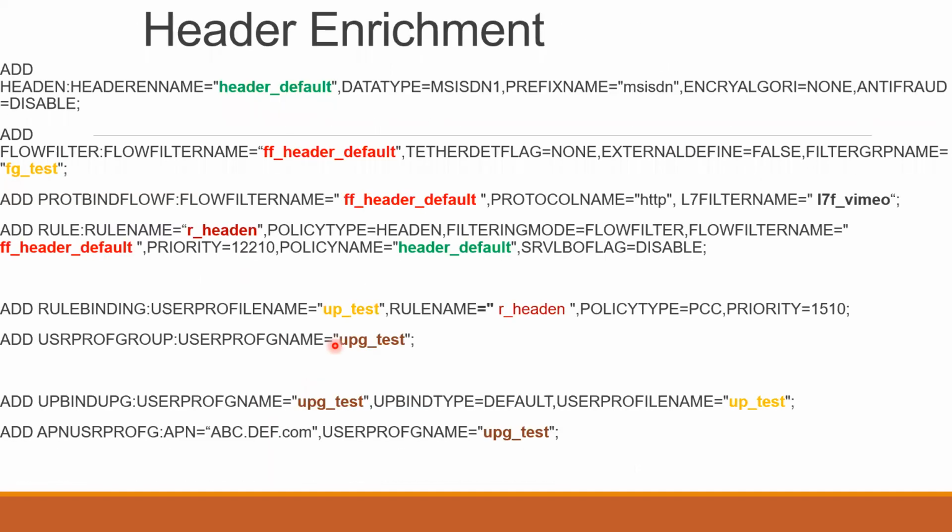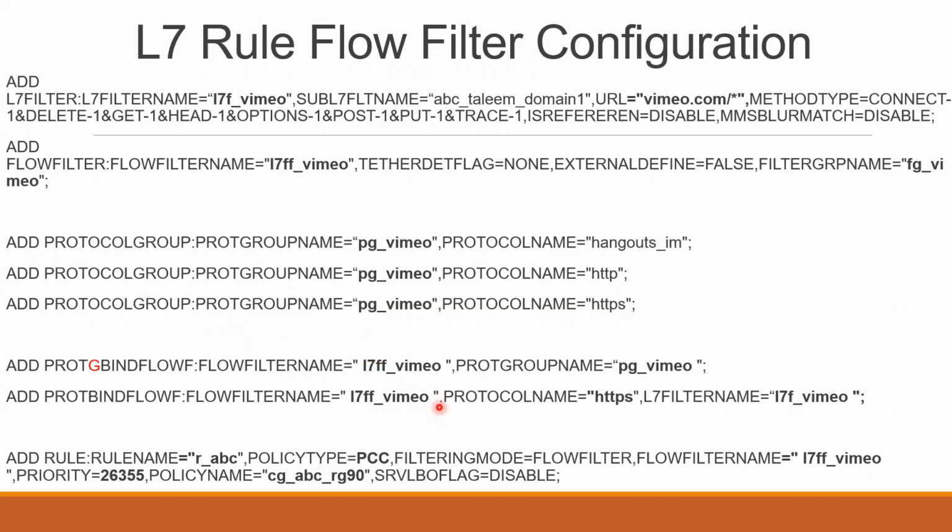Once you have a rule added, you're going to bind the rule to the user profile, the profile to the profile group, and the profile group to the APN. So this is an example of how your L7 flow filters are created and your L7 rules are created.